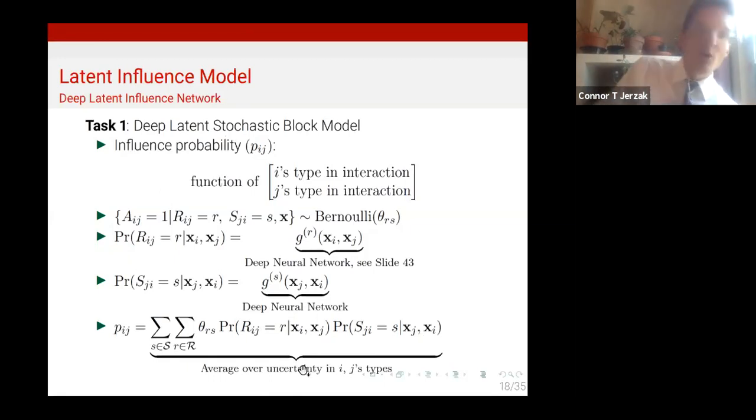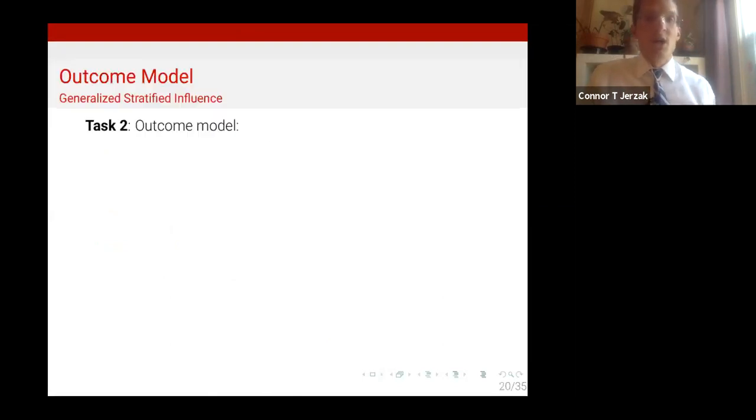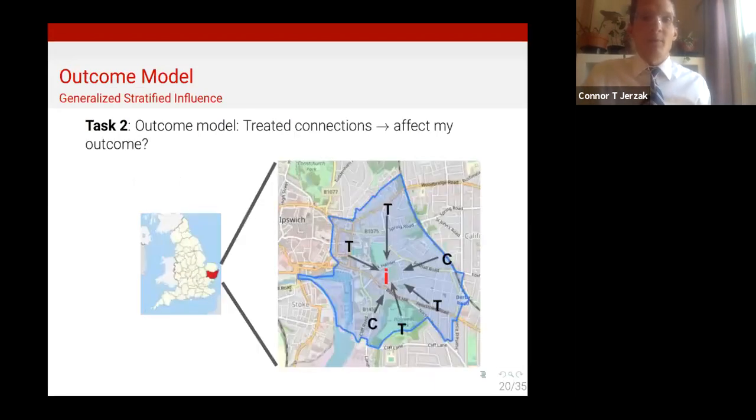But we don't only have one task, we have 2 tasks. The first task is how do we infer who influences whom, but the second task is equally challenging. How do we learn about the manifestation of influence on the outcome of interest? The outcome model here is not a trivial one. To give you an example, let's go back to person I. Person I in that experiment has a whole host of people around them. Let's say we knew that all these people here were influencing person I in some way. Even if we knew that, it would still be unclear how we translate that knowledge into a prediction of the outcome.